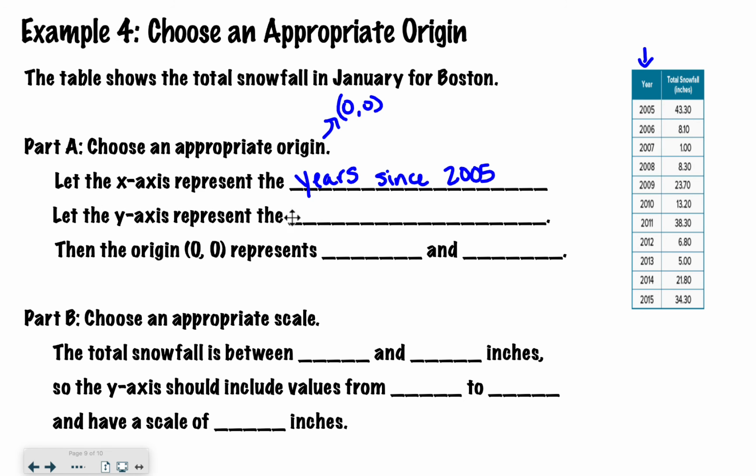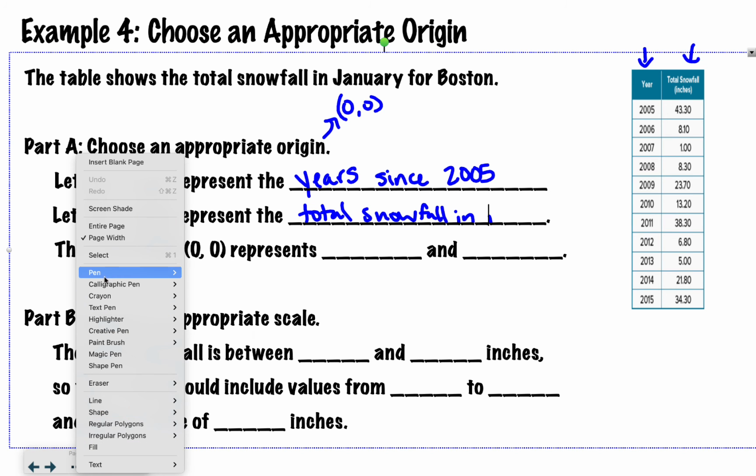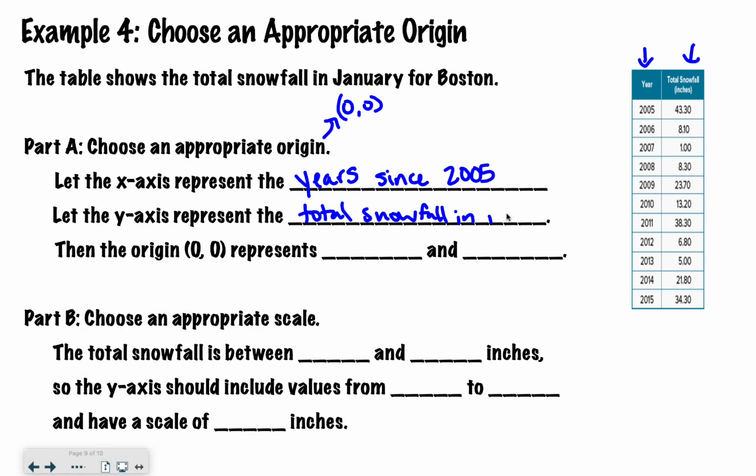Let the y-axis represent, in this case, total snowfall in inches. Oh, I messed something up. Let me try that again. Grab my pen again. There we go. All right, so then the origin, 0, 0, would represent the year 2005 and 0 inches of snow. Okay?